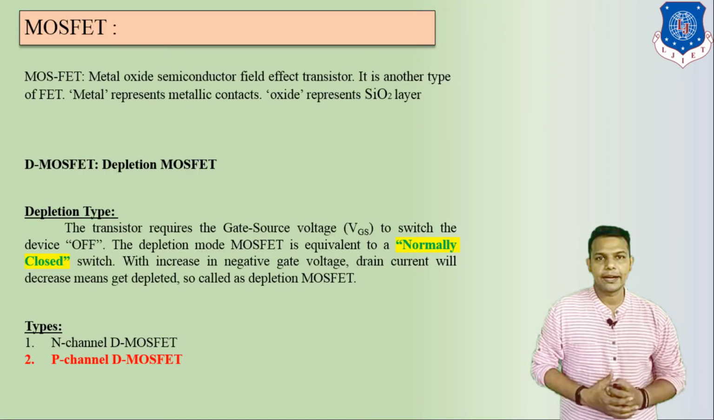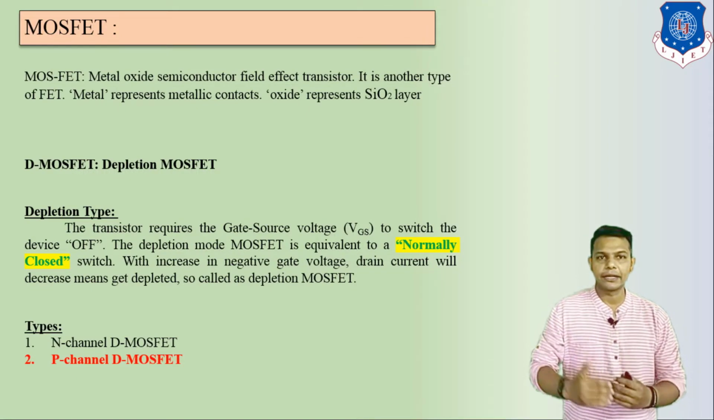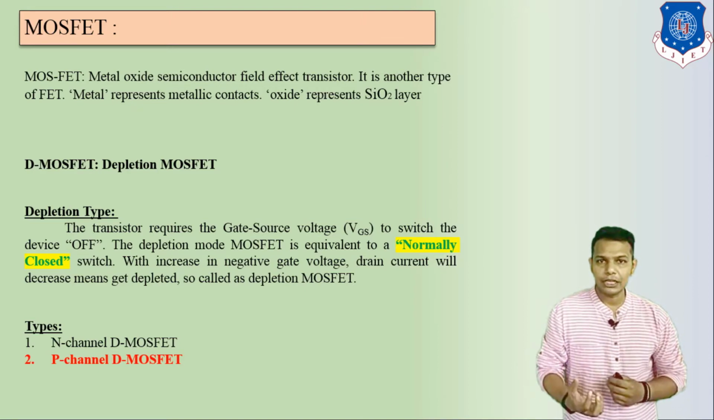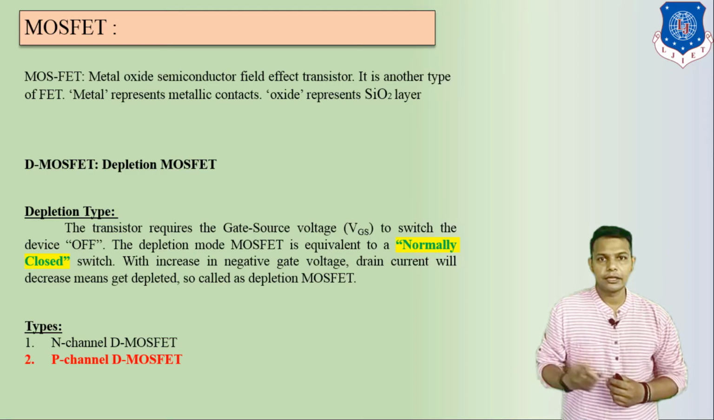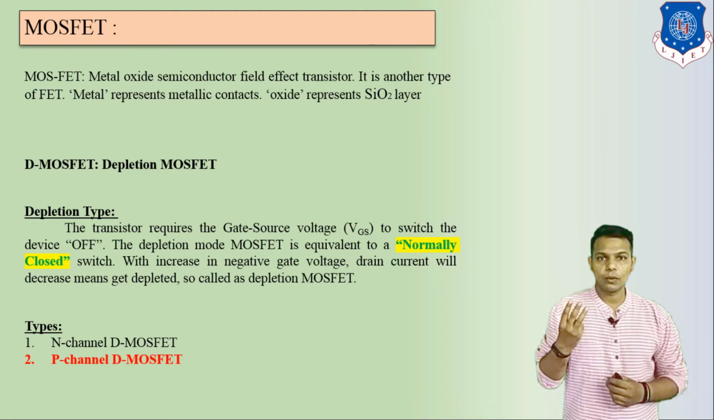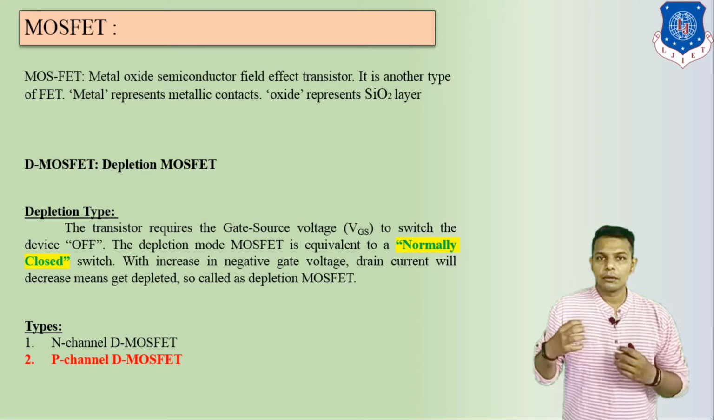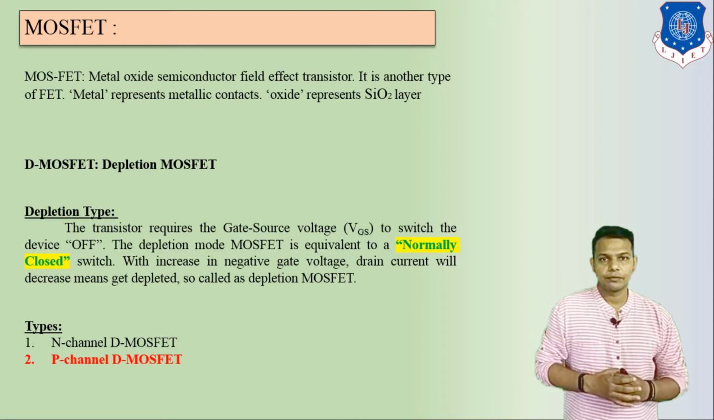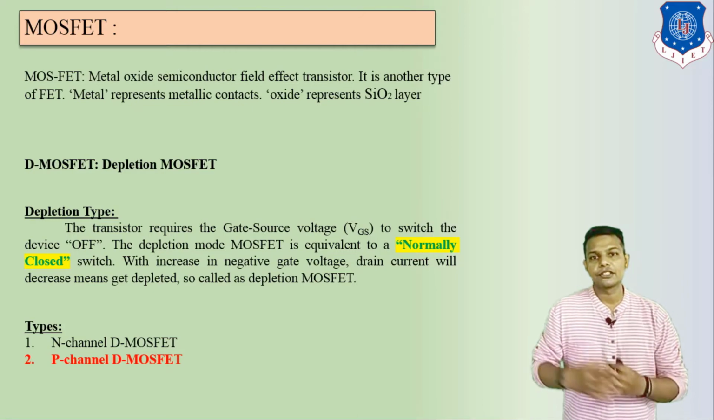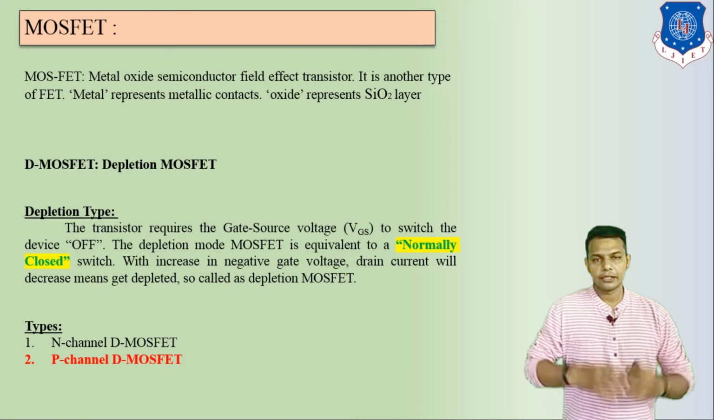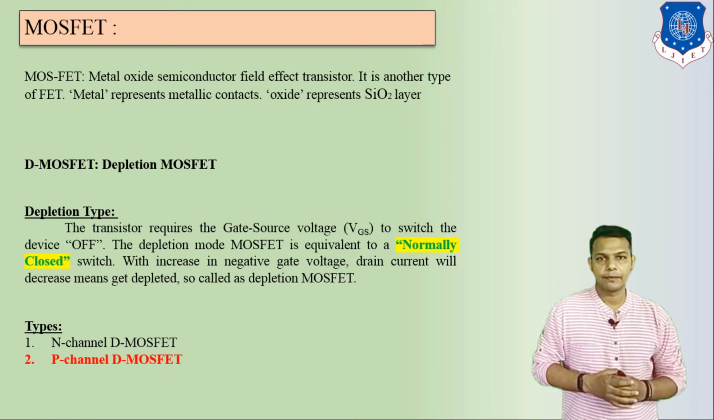As we discussed earlier, MOSFET is metal oxide semiconductor field effect transistor. Metal because it represents metallic contacts. There are three terminals: drain, gate and source. Along with these there is also one terminal known as the substrate, and it has metallic contacts connected with the construction. Oxide represents the SiO2 layer, that means silicon dioxide layer.